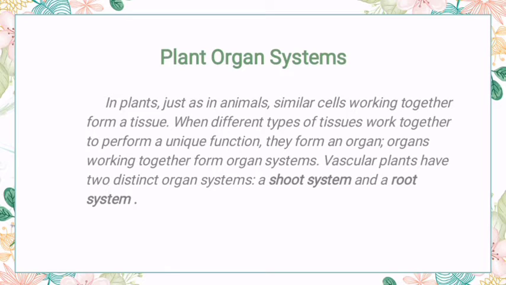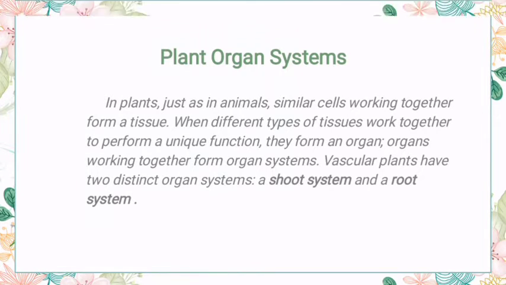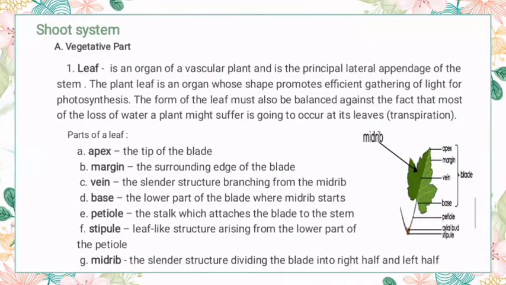The shoot system consists of two portions, the vegetative parts of the plant such as the leaves and the stems, and the reproductive parts of the plant which include flowers and the fruits. The shoot system generally grows above ground, where it absorbs the light needed for photosynthesis. The root system, which supports the plant and absorbs water and minerals, is usually underground. So first is the shoot system.